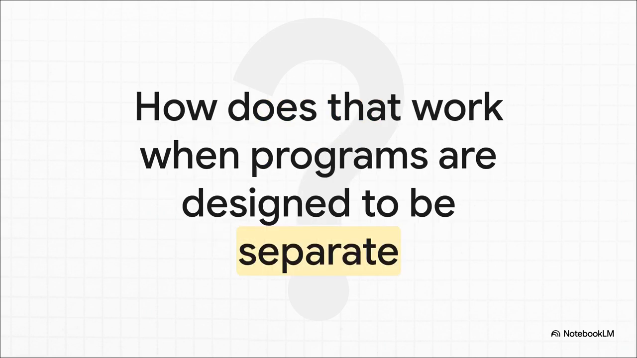Because here's the thing. Your web browser and your word processor, they're two completely separate programs. By design, they're isolated from each other, each living in its own little bubble of memory. It's a security thing, it's a stability thing. So, how on earth does that little piece of text jump from one bubble to the other?